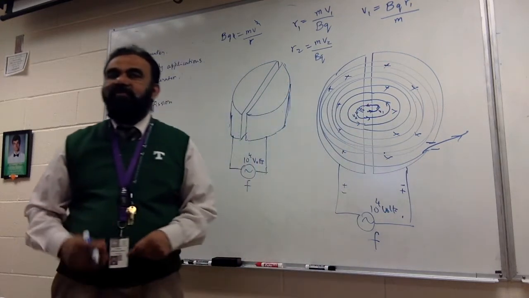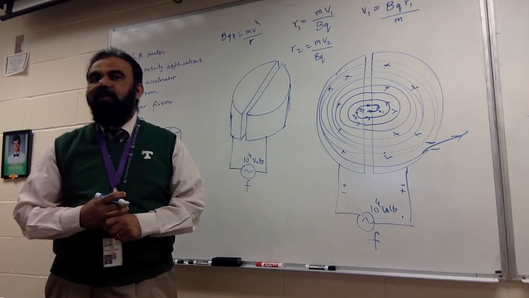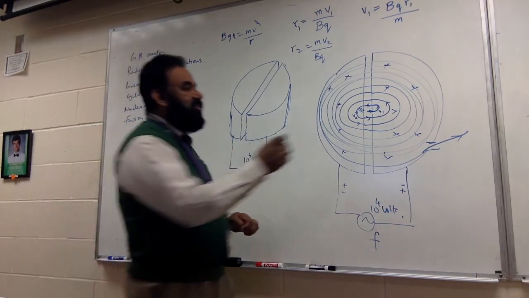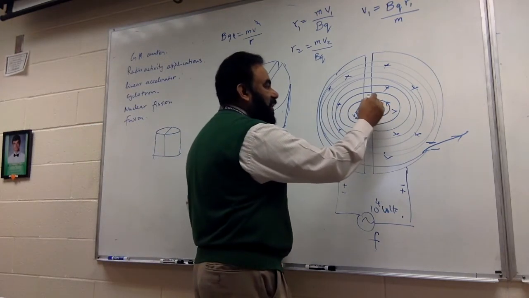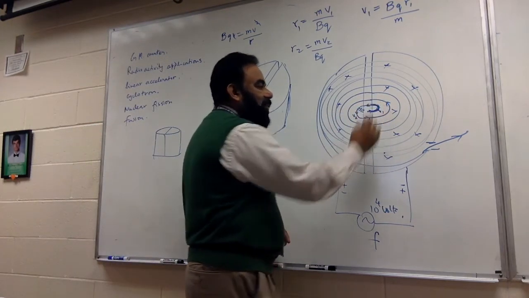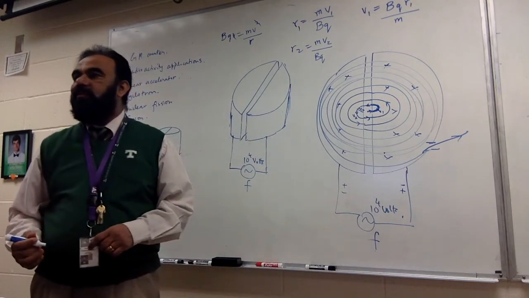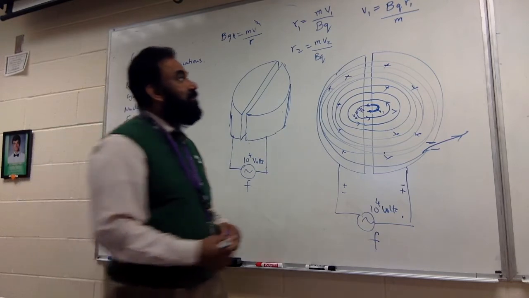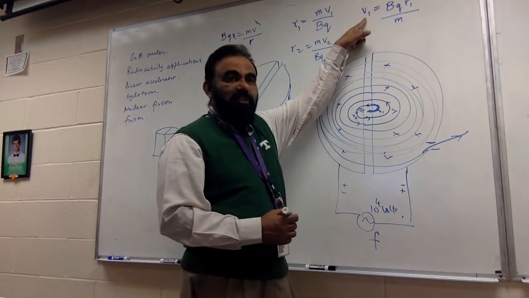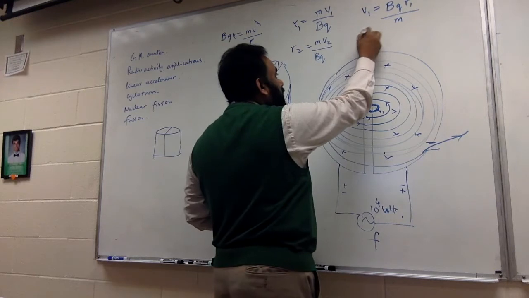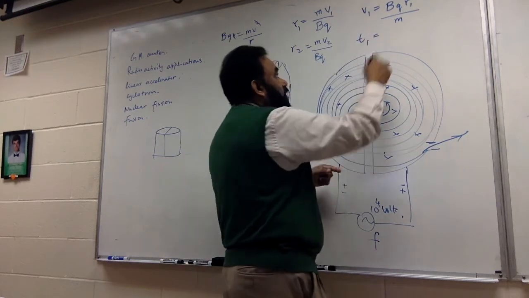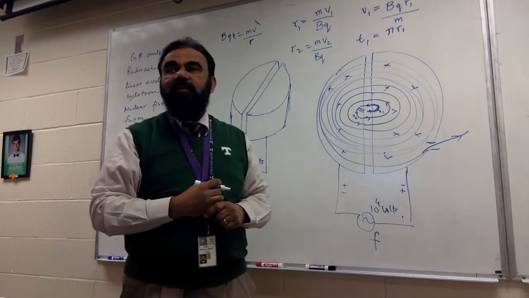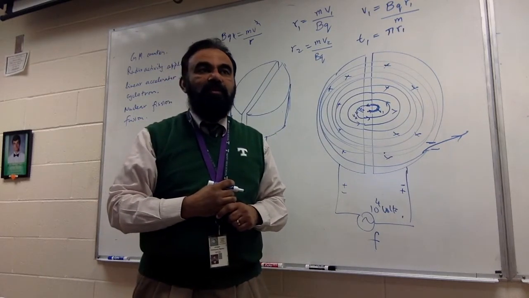What's the distance traveled when it goes from here to here? The radius is R1. What's the distance traveled? Half a circle. Pi r1. Okay? So if it is traveling with this speed, how long will it take to travel that distance pi r1? What do you do? Distance over speed.